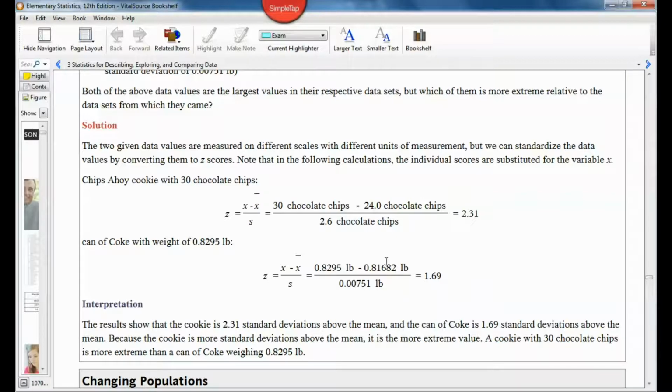If we wanted to know, is it usual or unusual to find a can of Coke with a weight of 0.8295 pounds, the z-score was 1.69. That's between negative 2.00 and 2.00. So that's usual.